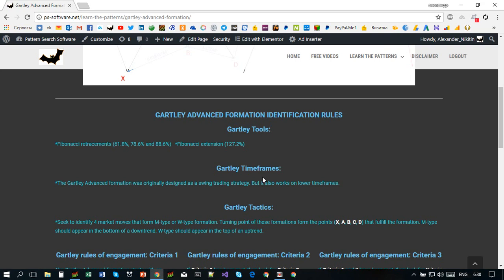It is a bad mistake nowadays that people identify patterns as harmonic ones and they trade them, execute trades, as advanced formations, and vice versa. They identify patterns as advanced formations and they trade them as if they were harmonic patterns.